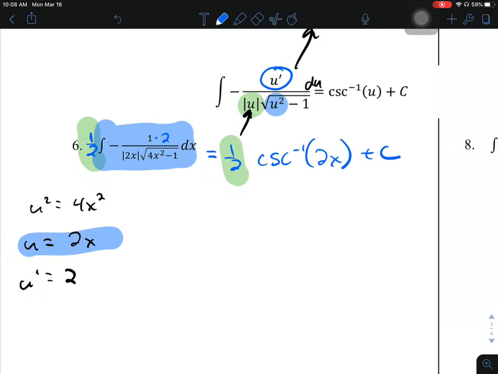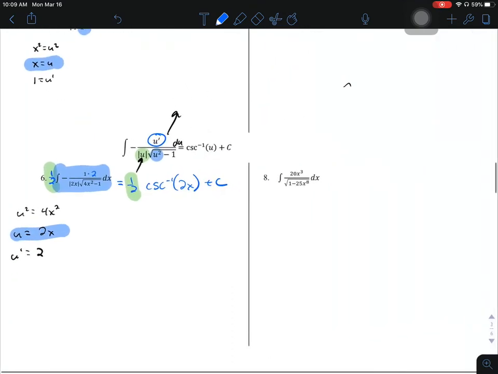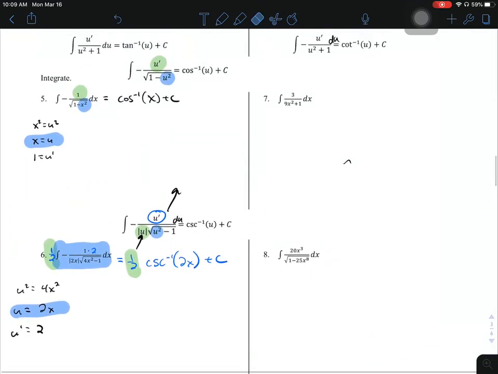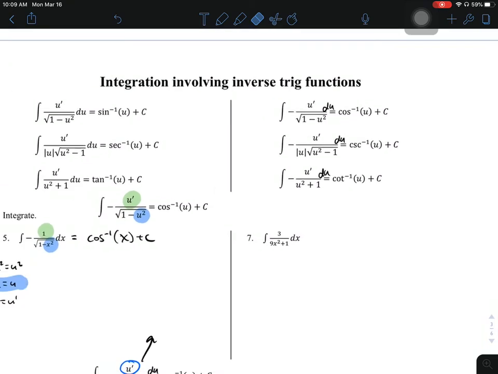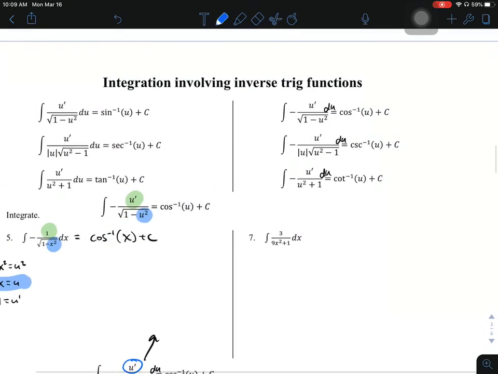You want to try to match up these formulas exactly. If they don't, manipulate them. If they still don't, then you can't do it this way. Number 7, this doesn't have any square roots at all. So that means it's either tangent inverse or cotangent inverse. It's positive, so it's tangent inverse. Let me just copy this down so we can all see it well.